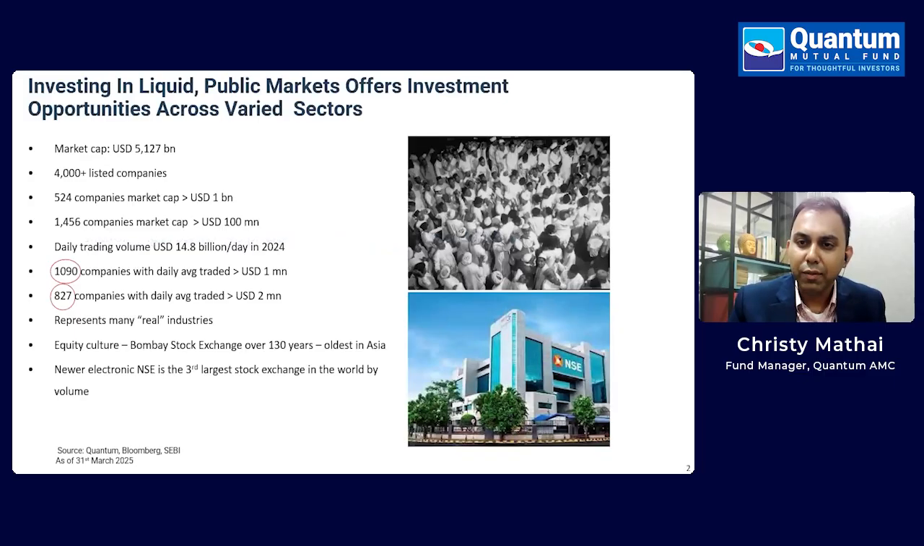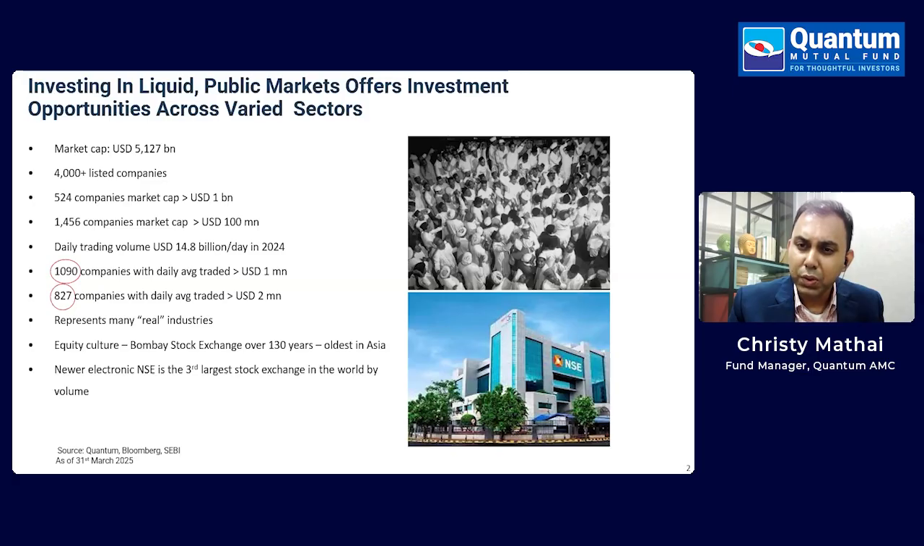To start off with, we have a very large market in India. There are close to upwards of 6,000 companies trading in the various indices. The liquidity criteria, which is very important for us, we define as upwards of $1 million or more. There are about 1,090 companies in India, and 827 of them trade about $2 million. So that's a pretty large and liquid market.